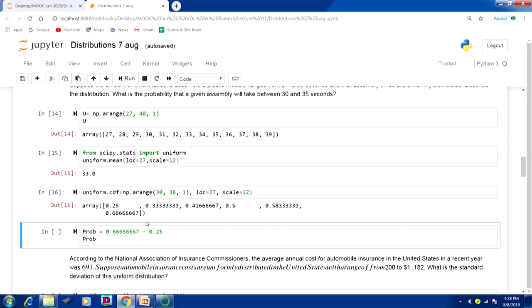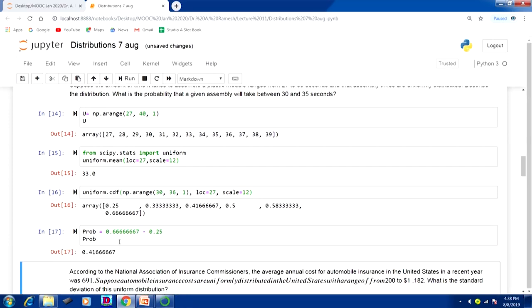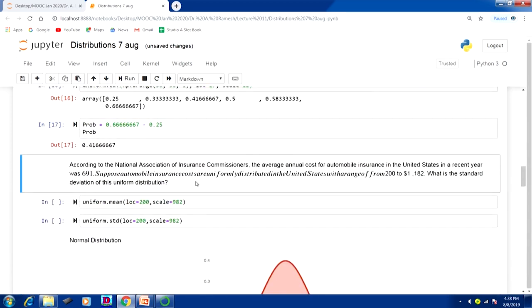Suppose we want between 30 and 35. For 30 the probability is 0.25, for 35 it is 0.66. So, if you subtract 0.66 minus 0.25, you will get the answer for the probability that the given assembly will take between 30 to 35 seconds. Okay. We will see one more problem.